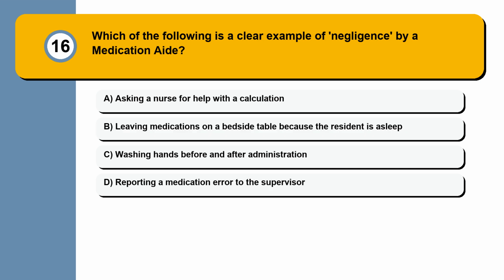Question 16. Which of the following is a clear example of negligence by a medication aide? Asking a nurse for help with a calculation. Leaving medications on a bedside table because the resident is asleep. Washing hands before and after administration. Reporting a medication error to the supervisor.